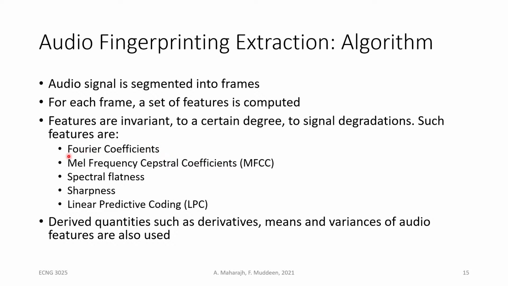So these features are what we refer to as the Fourier coefficients, which we have absolutely seen in our lectures. Something that we refer to as mel frequency cepstral coefficients, or MFCC, spectral flatness, sharpness, and linear predictive coding. There are also a few derived quantities, being derivatives of combinations of these 5, such as derivatives, means, and variances of the audio features. They can also be used, but we're going to be focusing on these 5 particular features. And in our example here, we're going to be focusing on the Fourier coefficients in particular.